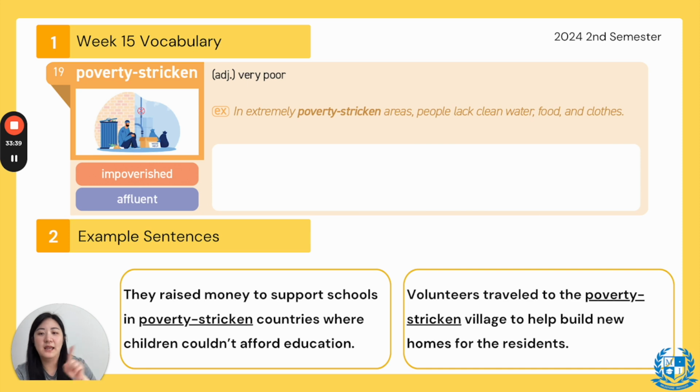Poverty-stricken. Here it says they raised money to support schools in poverty-stricken countries where children couldn't afford education. So maybe they did some donating and some fundraising so that they could give some money away. Next, it says volunteers traveled to the poverty-stricken village to help build new homes for the residents. So I've also done this before, but I didn't build a home, but I did go to play with the children there when I was younger. We went to a poverty-stricken area to help them, have some entertainment, while I went with doctors, and the doctors would treat the parents.